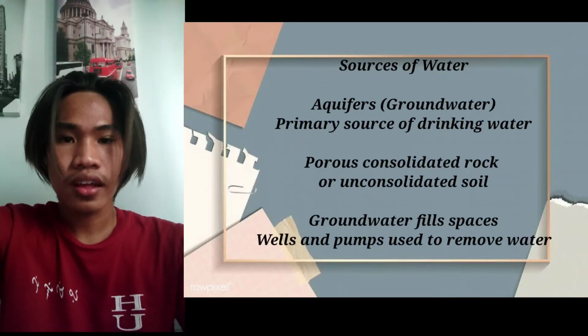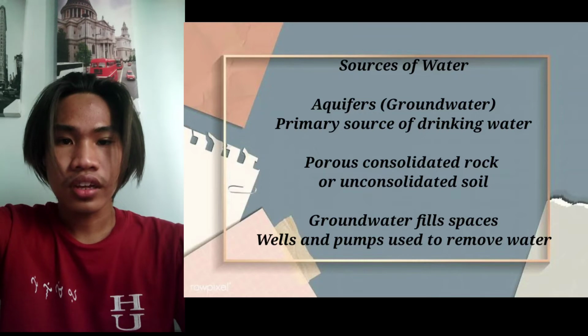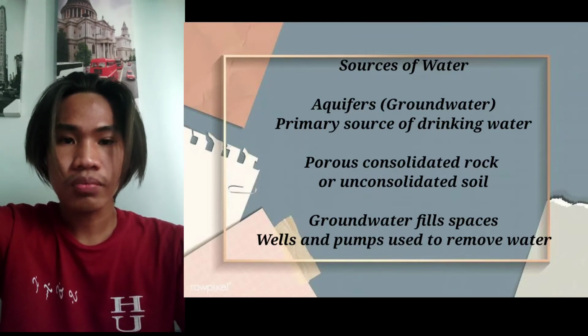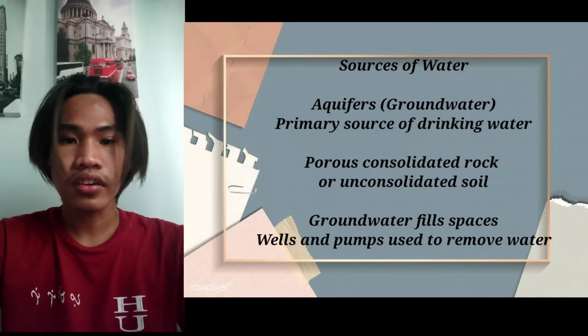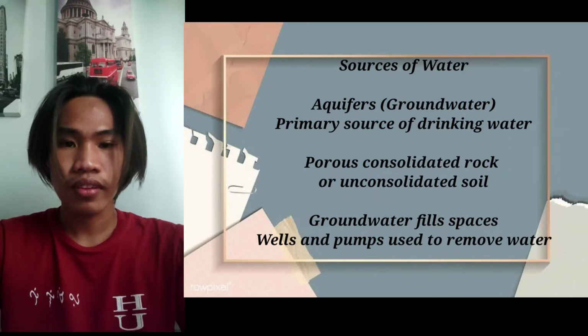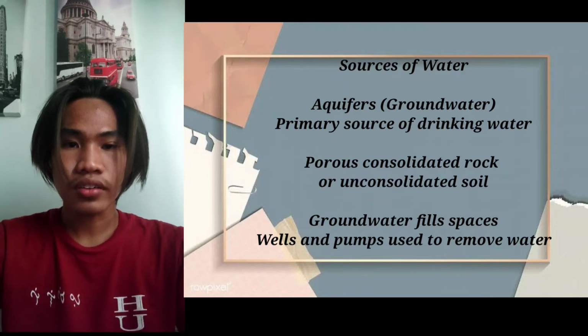Sources of water. Aquifers and groundwater are the primary source of drinking water. Aquifers are porous consolidated rock or unconsolidated soil. Groundwater fills the spaces. Wells and pumps are used to remove water.